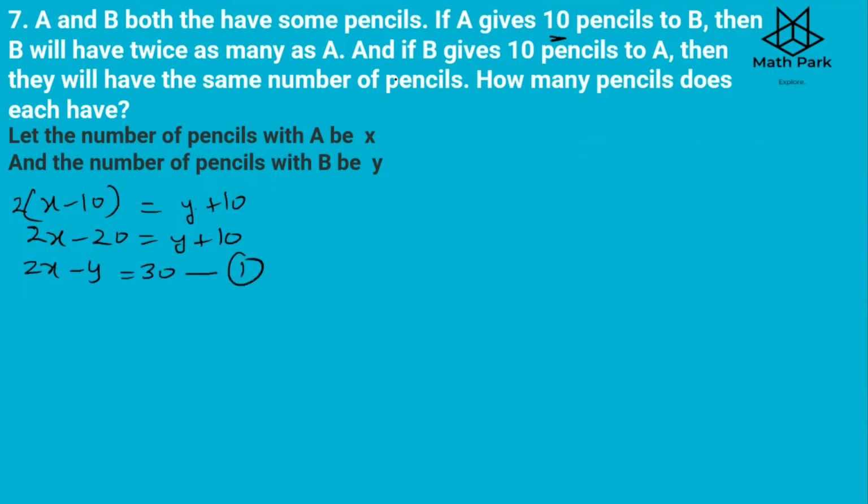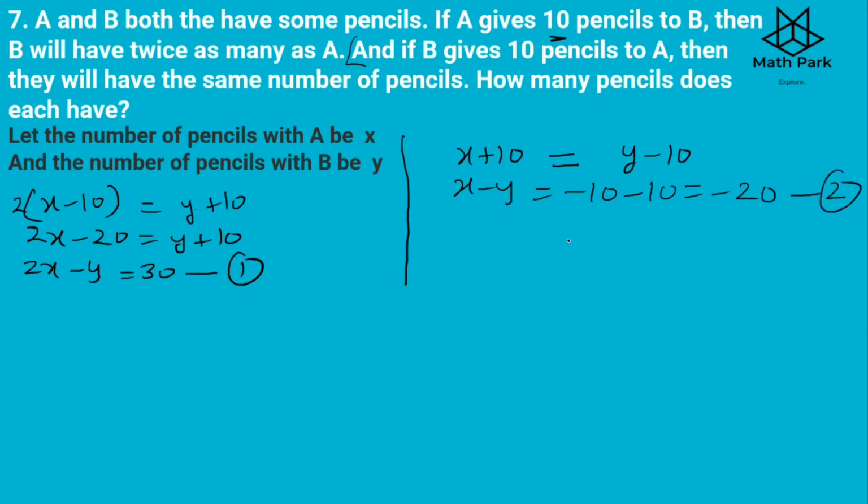Let us read the next part. And if B gives 10 pencils to A. So if B has given 10 pencils to A, B has got Y minus 10 and A has got 10 more pencils, so his pencils become X plus 10. Then what is the condition? If B gives 10 pencils to A, then they will have the same number of pencils. That means X plus 10 is equal to Y minus 10. Are you getting it? The second condition. So this is how we get the equation X minus Y is equal to minus 10, and this 10 goes here, it becomes minus 10, which is minus 20. This is our equation number 2.